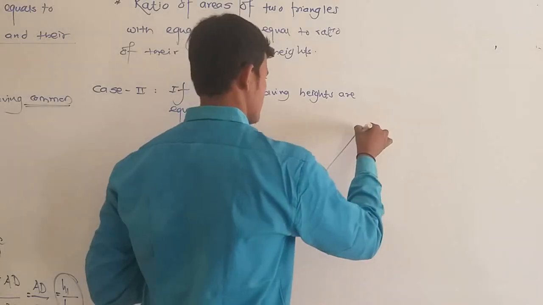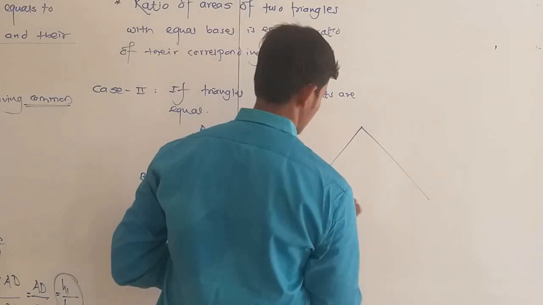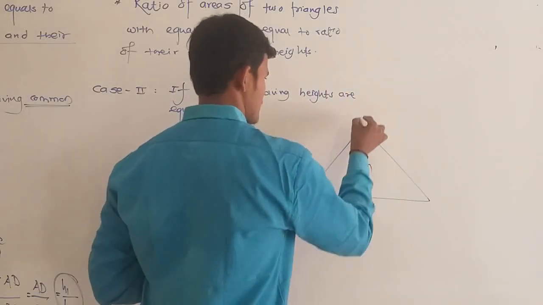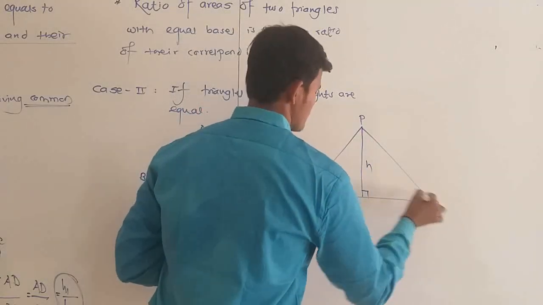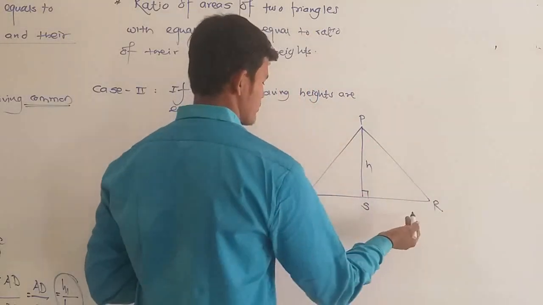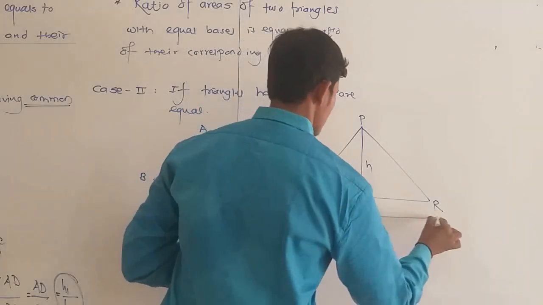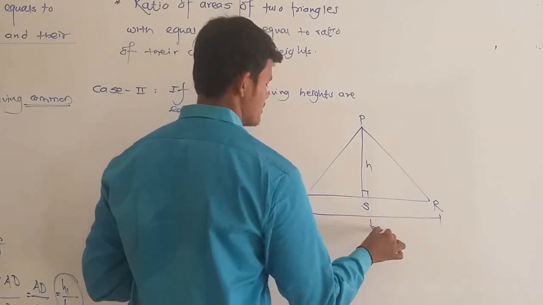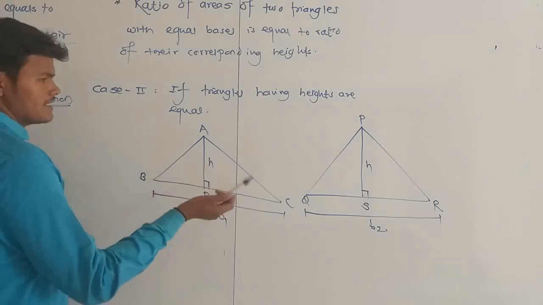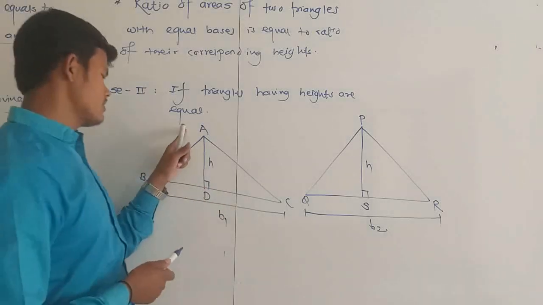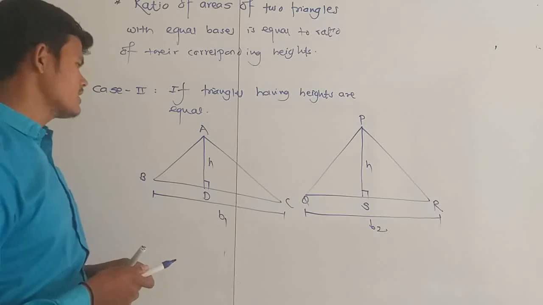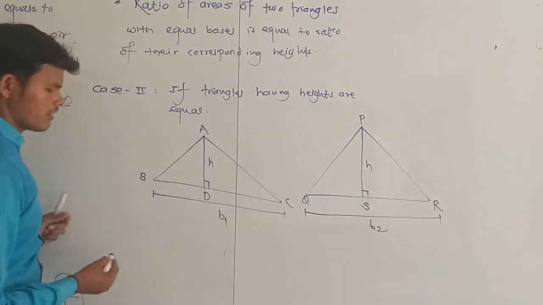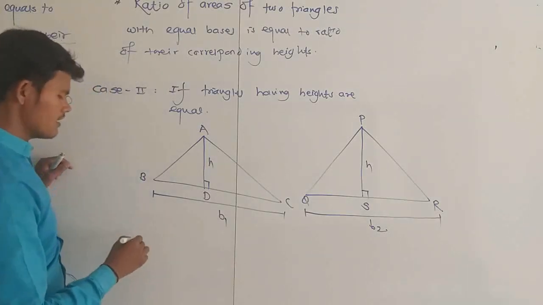And for another triangle PQR, the perpendicular is on segment QR. So PS is the height, which is H, and QR is the base, that is B2. So in both the figures, heights are equal. Consider triangle ABC and triangle PQR: their heights are equal, that is AD and PS, and their bases are different, that is BC and QR. Now let's take the ratio of the areas of the triangles.